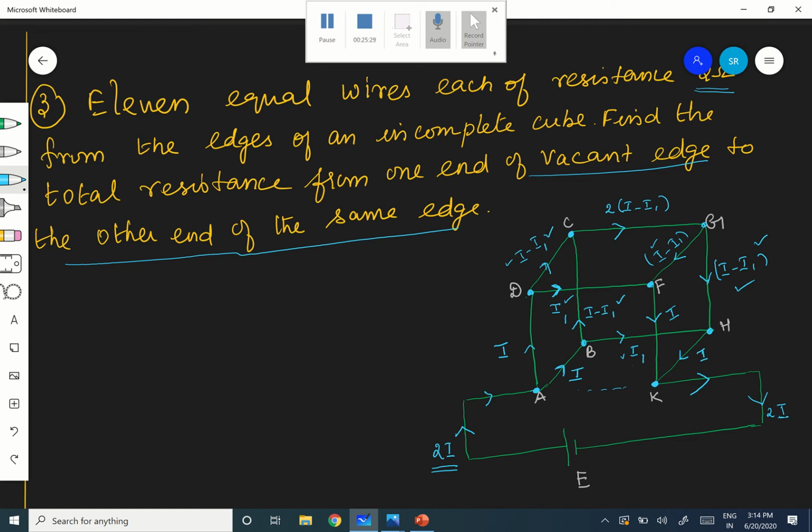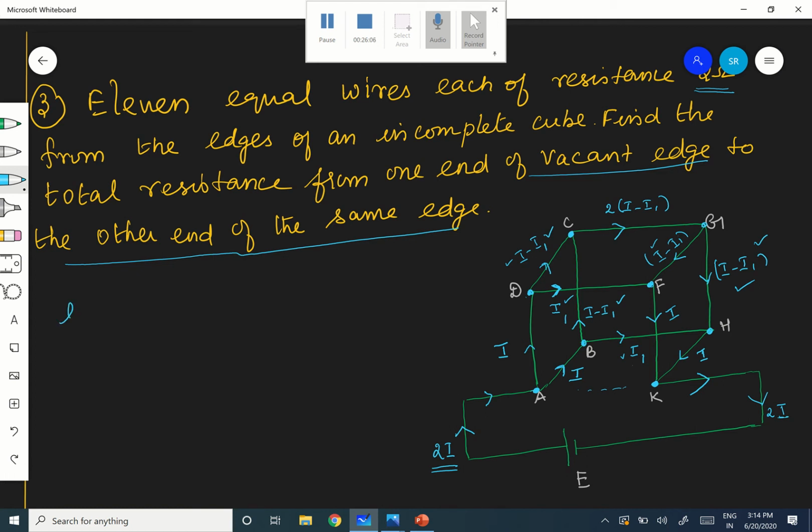So which means that we have given the directions and we have applied the first law of Kirchhoff's properly. So this is over. We have only given the current in each branch. Now, what is asked? You have to find out the resistance between the two edges, that is A and K.